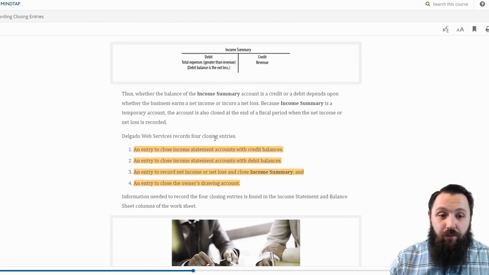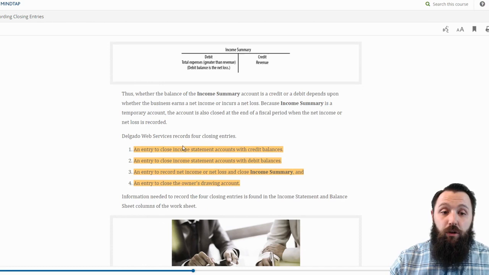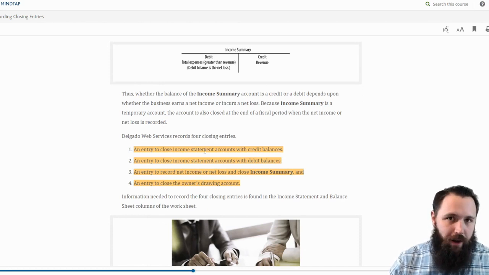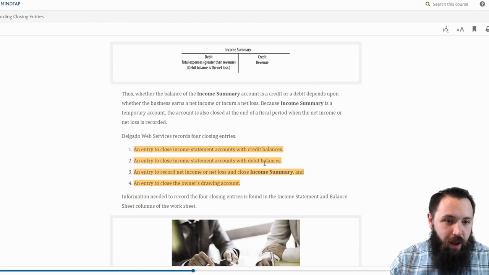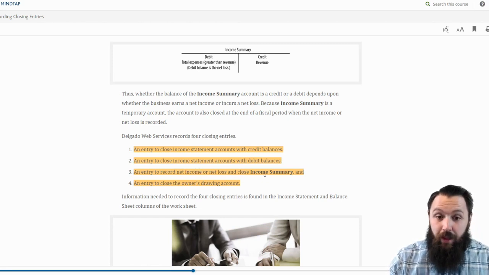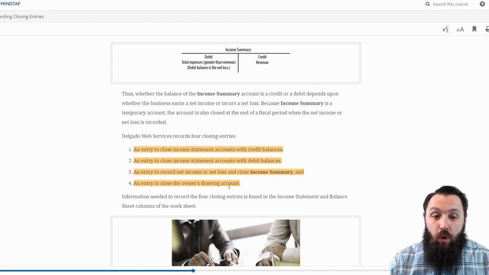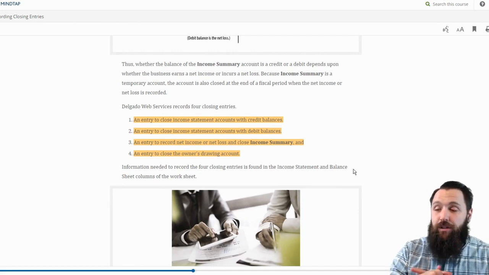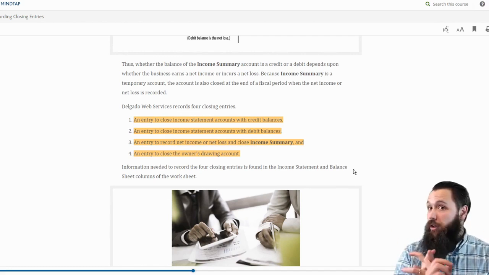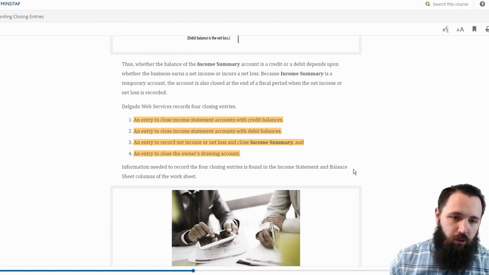So when we look at the 4 closing entries, we have an entry to close the accounts with a credit balance. Okay, that's probably going to be our revenues. An entry to close income statement accounts with debit balances. That's probably going to be our expenses, and then an entry to record net income or net loss and close income summary. So what that means is we're going to actually close income summary as well, and then we'll close out the owner's drawing account. So we'll have revenues get closed, we'll have expenses get closed, then income summary, since it's done its job, we close that because it's temporary, and then we'll also close capital.